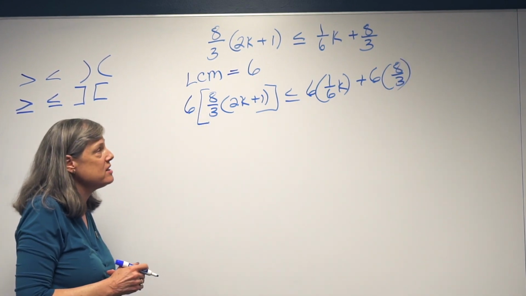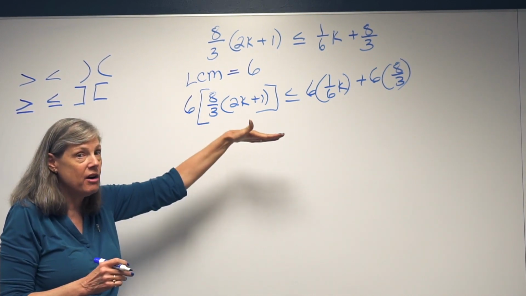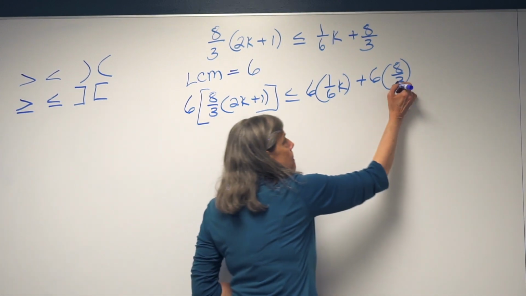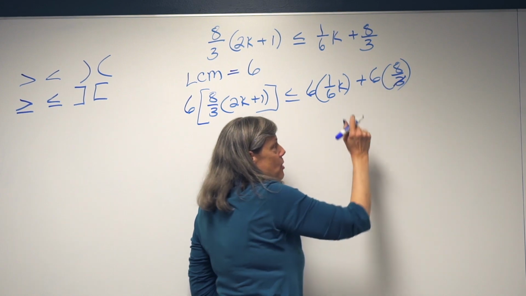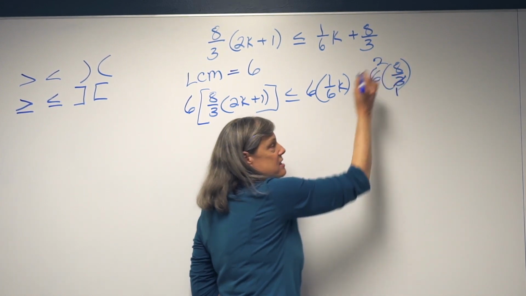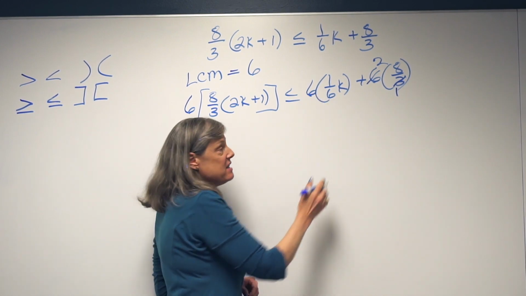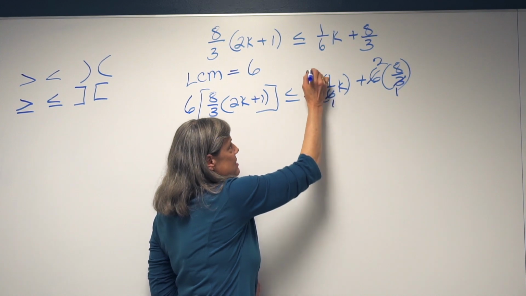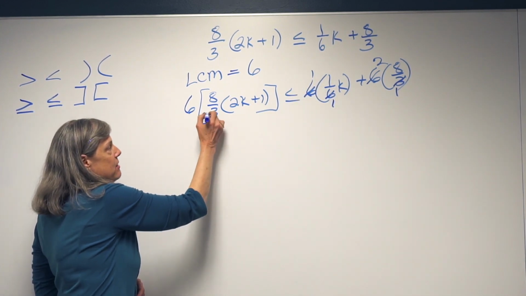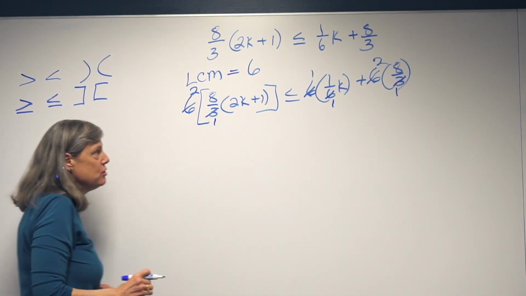Now we can cross cancel. And the whole reason we do this is to get rid of our denominators. Remember that? Same here. So, I'm dividing both of these by 3. 3 divided by 3 is 1. 6 divided by 3 is 2. I'm going to divide both of these by 6. 6 divided by 6 is 1. 6 divided by 6 is 1. Going to divide both of these by 3. 3 divided by 3 is 1. 6 divided by 3 is 2.